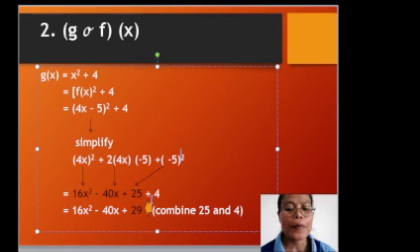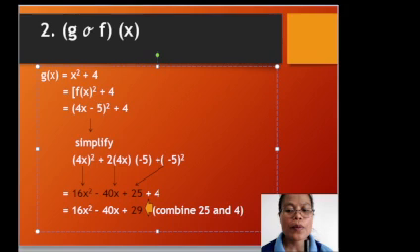You need to combine like terms. There are 4 terms here, and the like terms are 25 and 4. So copy 16x squared minus 40x plus 29, because 25 plus 4 is 29. That is composition of functions, meaning you have to compose the 2 functions. Just replace the place of x with the whole function.